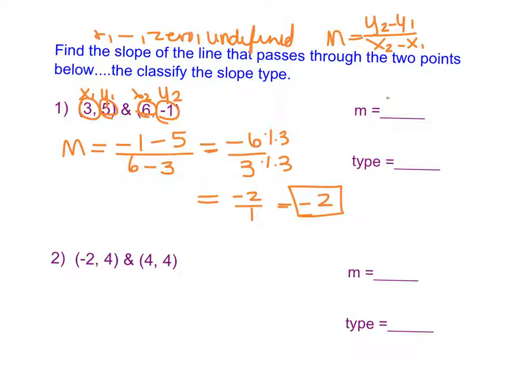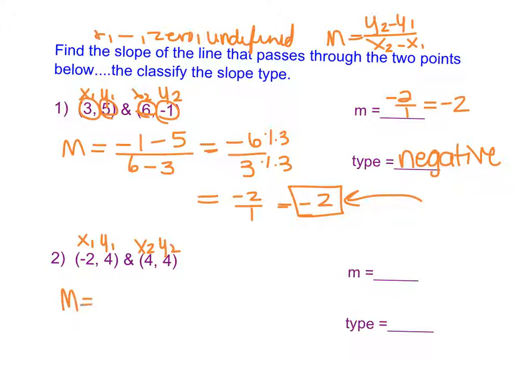So m, you could write negative 2 over 1 or negative 2. Either is fine. Then from here we need to classify it by type. And because this is a negative number, I know that this is a negative type of slope. Then from here, if I move on to number 2, again I start off the same way, x1, y1, x2, y2. So then from here we're going to take our slope equation and substitute in the values.